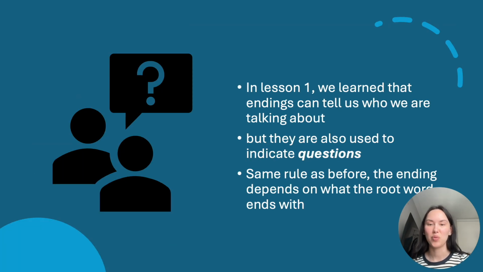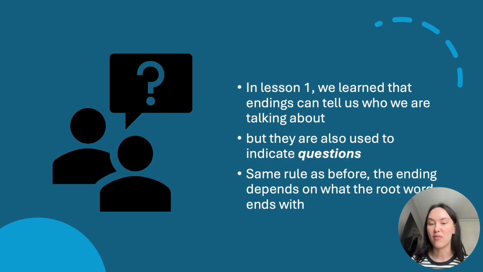So in lesson 1, we learned that different endings tell us who we're talking about, but there's special endings for questions. And in this video, we're just going into the basic 3. There's questions for when it's directed at multiple people, but we'll have a separate video later on getting into those different endings. So it's the same rule as before, where there's 2 versions of endings for each kind of question subject, and it just depends on what the root word ends with.